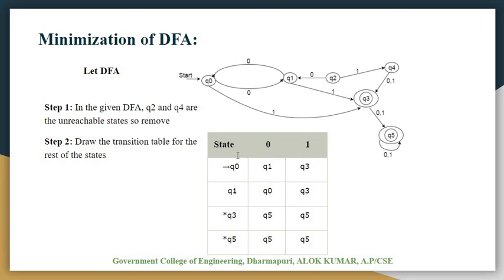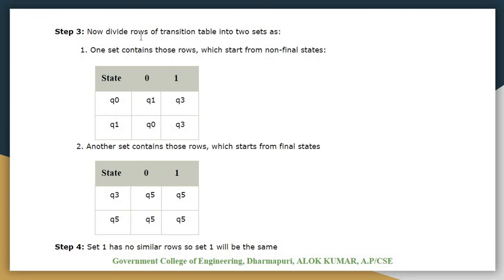After that, we draw a transition table. Here Q0 is the initial state, and Q3 and Q5 are the final states. Based on this, we separate the transition table into two tables: one for non-final states and one for final states. One set contains two rows of non-final states, and these two rows here are final states. This is our third step.